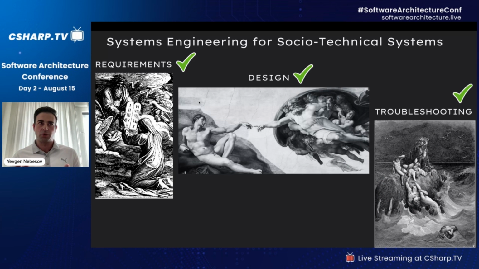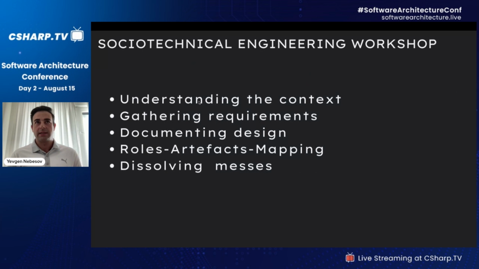And with this approach, you can write requirements for socio-technical systems, you can design them, and you can troubleshoot them like any other systems. You can also apply this approach in practice. For example, in your organization, you can run a socio-technical engineering workshop where you will understand the context of the socio-technical system. So what is within the system, what is outside of it, which people are inside, which are outside, which artifacts are inside, which are outside.